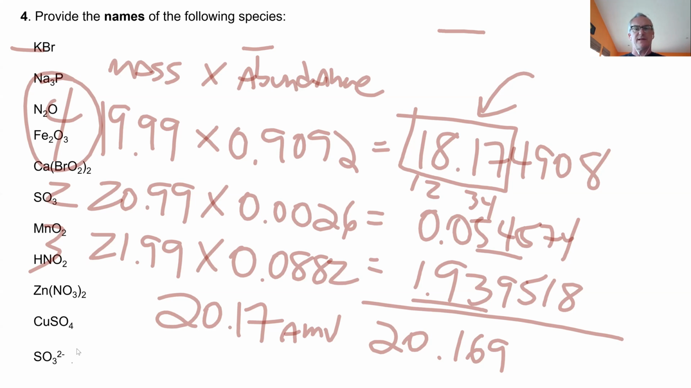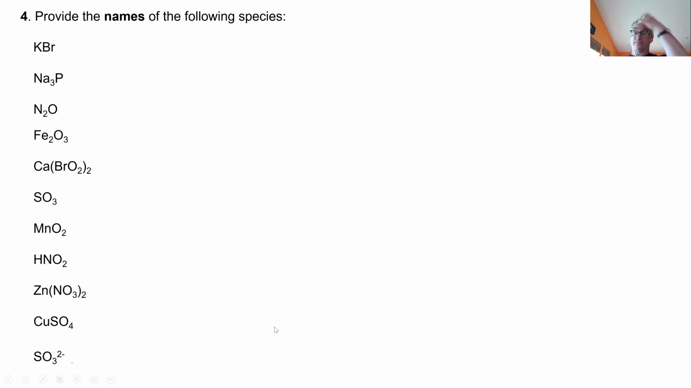Number 4. Oh, that's just the names. Okay, let me get rid of these. So these are just different chemical molecules, and we want the name. Let's do this one. So you look at it and you see what it has in there. It has a metal and a non-metal. This is going to be an ionic compound.